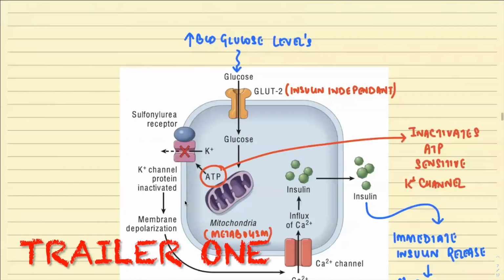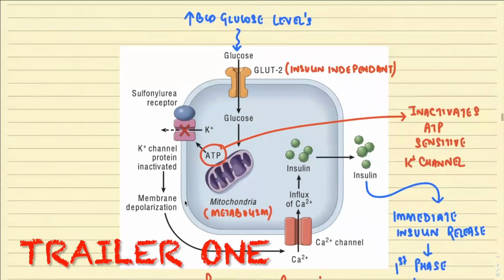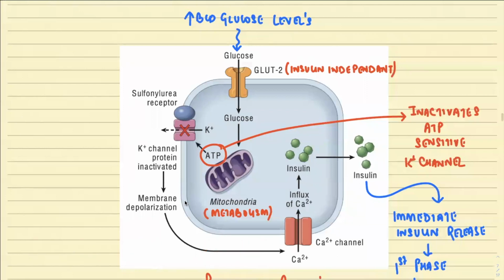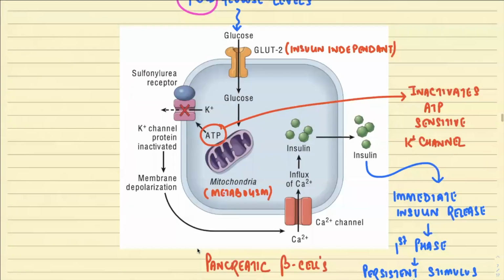Now, very importantly, let us see how insulin release occurs. All this you already know. So basically, whenever the blood glucose level increases in our body, what is going to happen? That blood glucose is going to go... What is this that we are looking at? We are looking at a pancreatic beta cell.